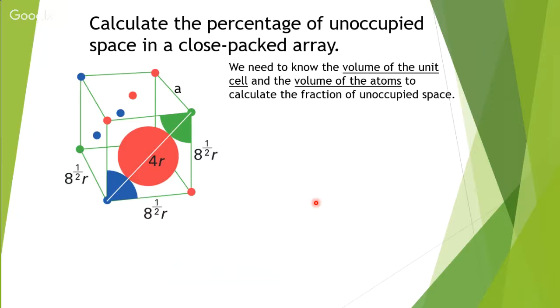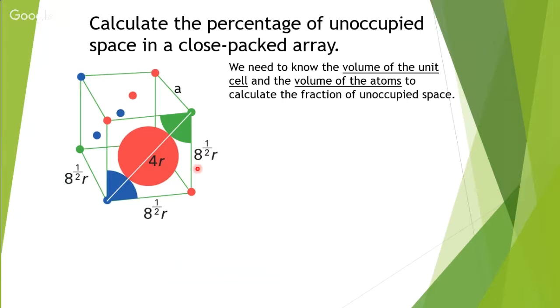So let's look at a couple of examples now of what kinds of calculations we can do. One thing we can calculate is how much of the unit cell is occupied by atoms, or we can calculate how much of that space is actually empty space between the atoms. So in order to calculate the percentage that is occupied or unoccupied, we need to know a couple of things. One, we need to know the volume of the unit cell. So how big is this whole cell? And then we need to know the volume of the atoms that are inside that unit cell. Then we calculate the fraction or the percentage.